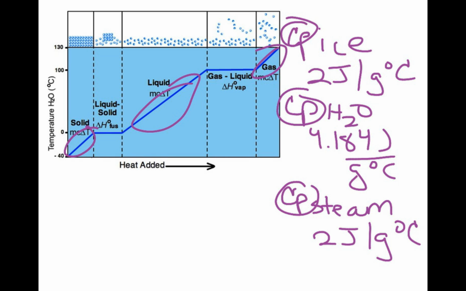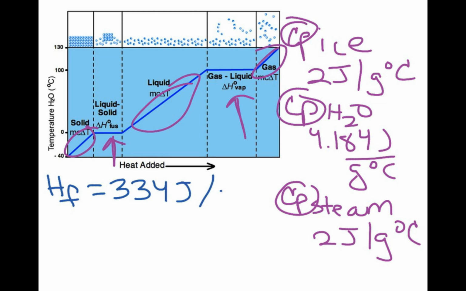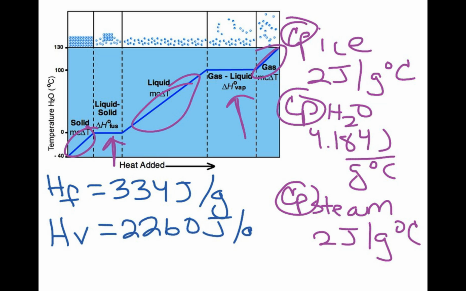Now, we need to know heat of fusion and we need to know heat of vaporization. The heat of fusion of water is given as 334 joules per gram of water, and heat of vaporization is equal to 2260 joules per gram. Notice there's no degrees Celsius in this because, remember, no change in temperature, so we don't need to take care of that at all. Remember, a phase change occurs at constant temperature.